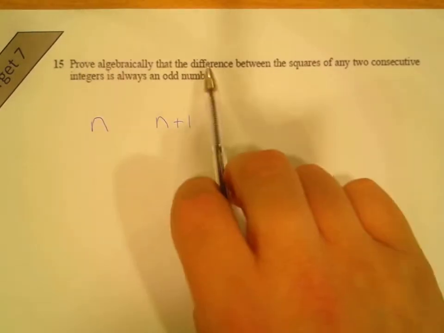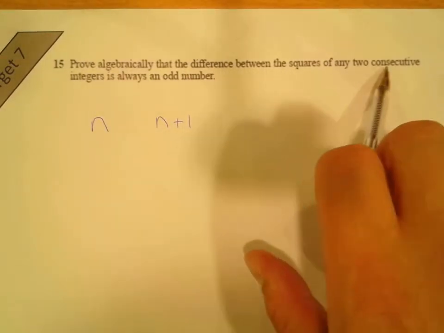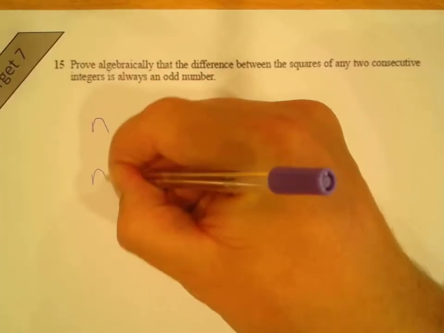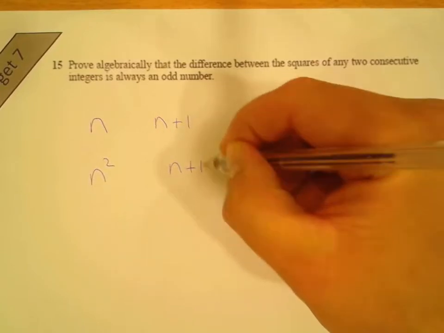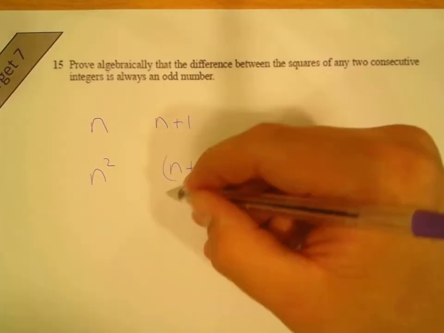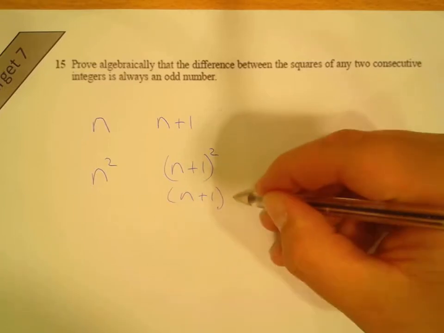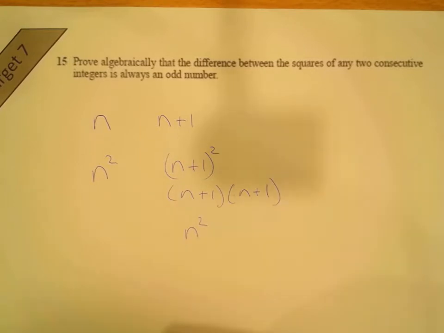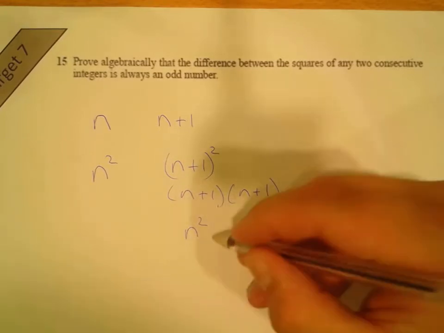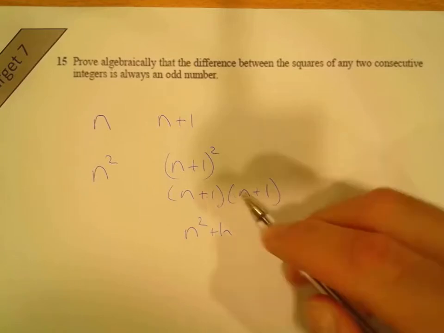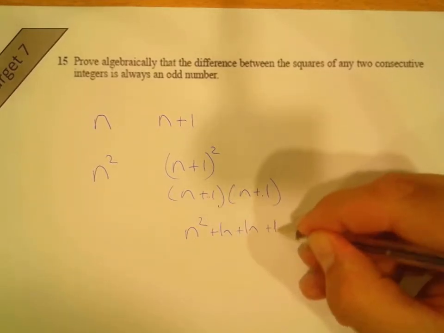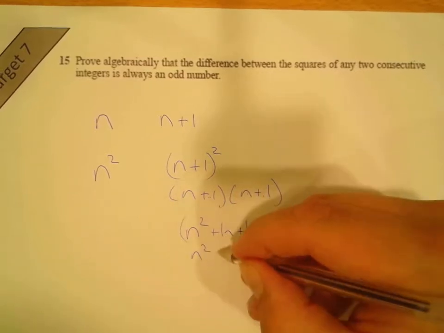So, prove algebraically the difference between the squares of any two consecutive integers is always an odd number. So, n would be n squared, and then I'd have to do n plus 1 squared. So, n plus 1 times n plus 1. So, n times n is going to be n squared, n times 1 is going to be plus 1n, 1 times n is going to be plus another n, and then 1 times 1 is going to be plus 1. So if I tidy this piece up, this is going to be n squared plus 2n plus 1.